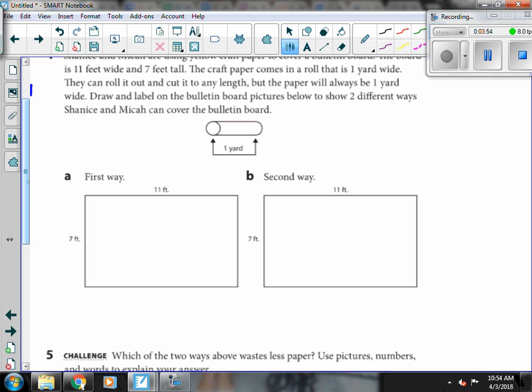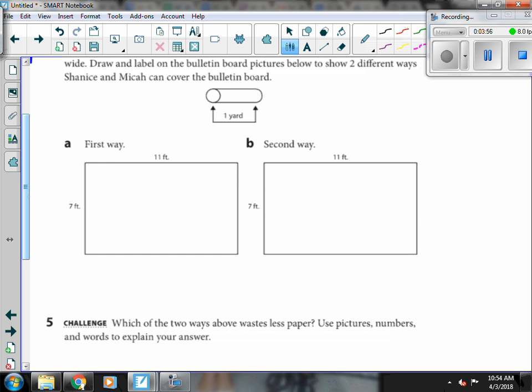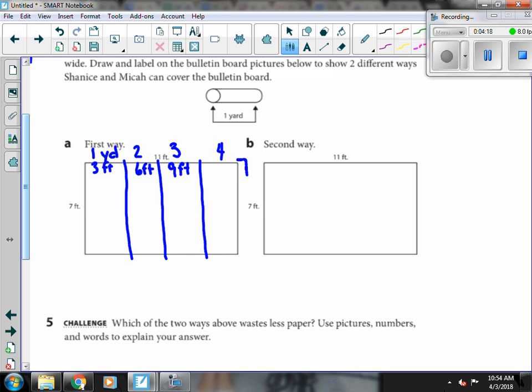The first way, I can take 1 yard, which is the same thing as 3 feet, and then I could have a second yard, which is 6 feet, and then I would need a third yard, which is 9 feet. Then I would need a fourth yard, but I would have an extra foot, because that would give me 12 feet. I would need to cut that last foot off, and then I could roll them all 7 feet.